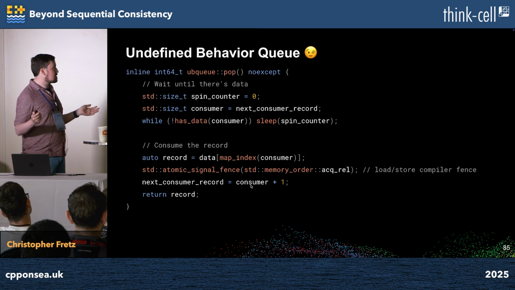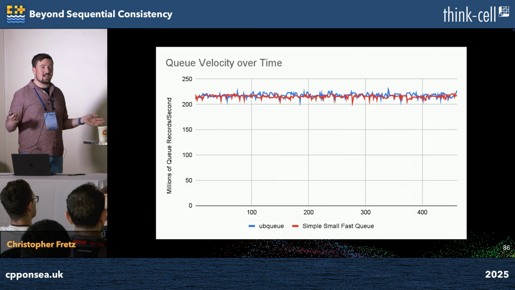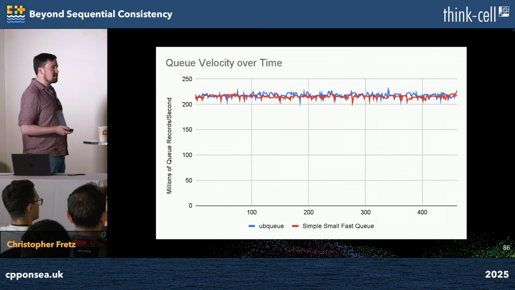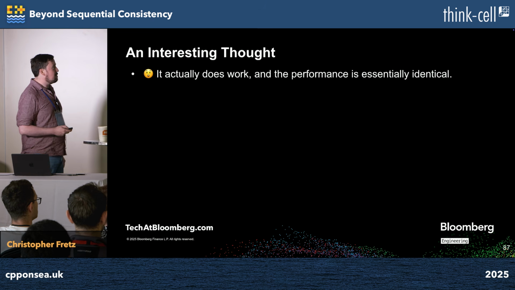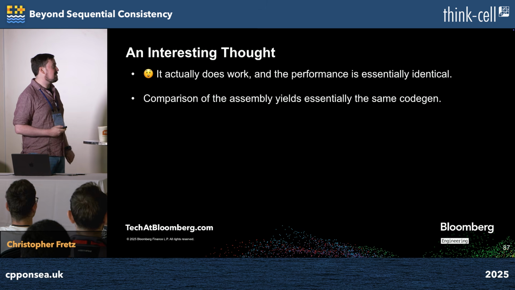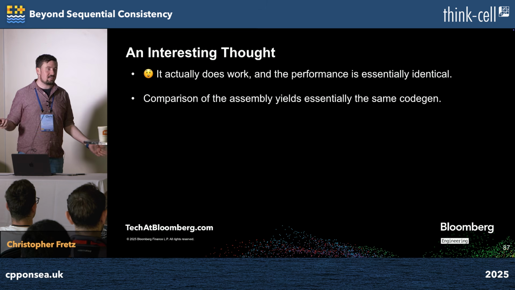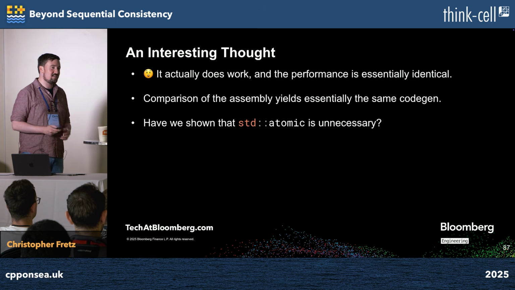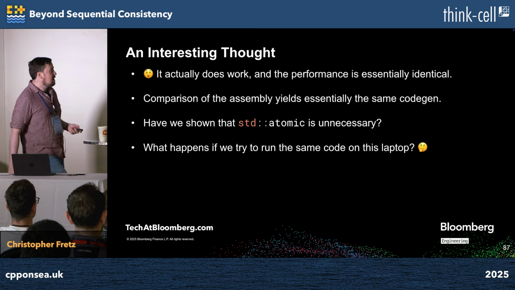I've just ripped out all of the atomics. And if you run this thing, you find that you actually get the exact same performance and it does actually work, which is kind of entertaining. So it does work and the performance is identical. If we actually compare the assembly, it yields essentially the same code gen. And so have we shown that std::atomic is unnecessary?